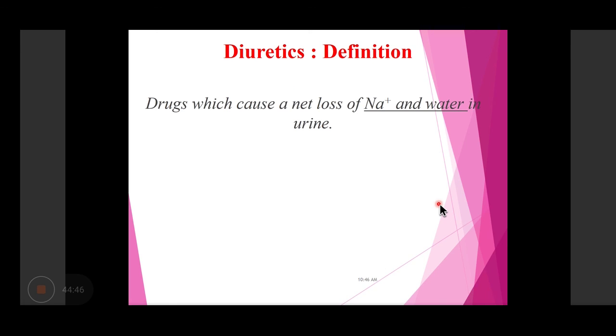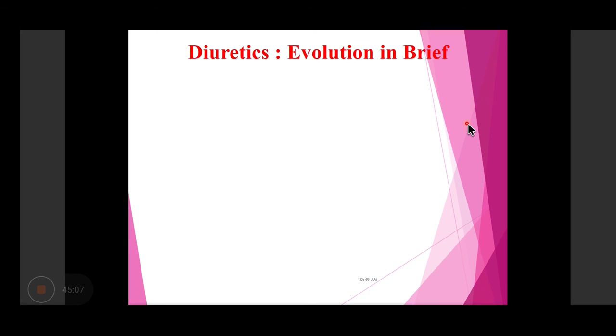So now that we went through all that, anatomy and physiology, the pharmacology now begins. So diuretics, these are simply defined as drugs which cause a net loss of sodium and water in the urine. Okay, as simple as that. The drugs causing net loss of sodium and water in the urine.